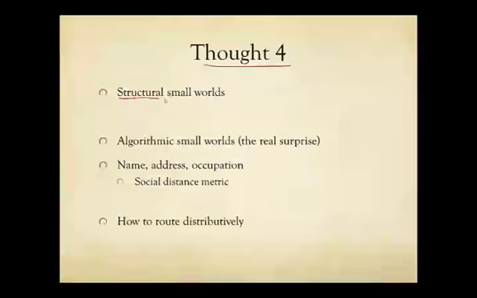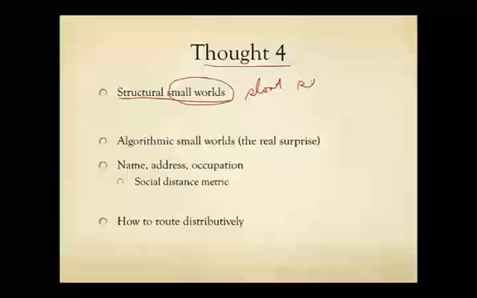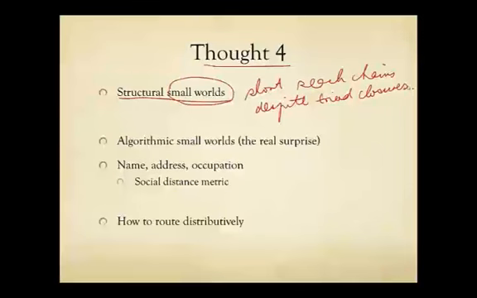What we have talked about so far is so-called structural small worlds. It says that the median of the shortest search paths are small numbers. So short search chains exist, despite triad closures, or more generally, despite transitivity. That's called structural. Okay, it does not talk about the functional properties.